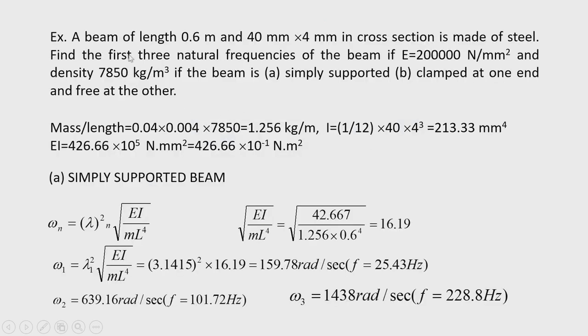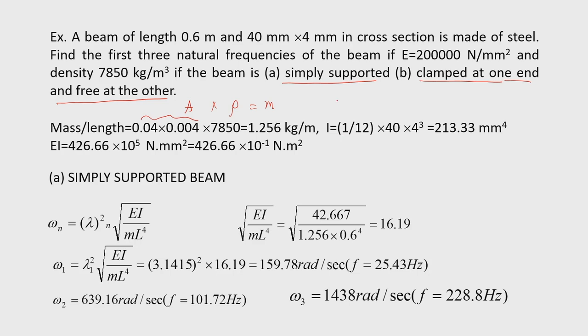So an example is given: a beam of length 0.6 meter and cross section 40 mm × 4 mm, and the material properties are E equal to 2 × 10⁵ newton per mm square, and density of the material is 7850 kg/m³. Two support conditions are taken, one is simply supported and the other is clamped at one end and free at the other end, that is cantilever. So we obtain mass per unit length: this is the cross-sectional area and this is the density rho. So A into rho will give you the mass per unit length.